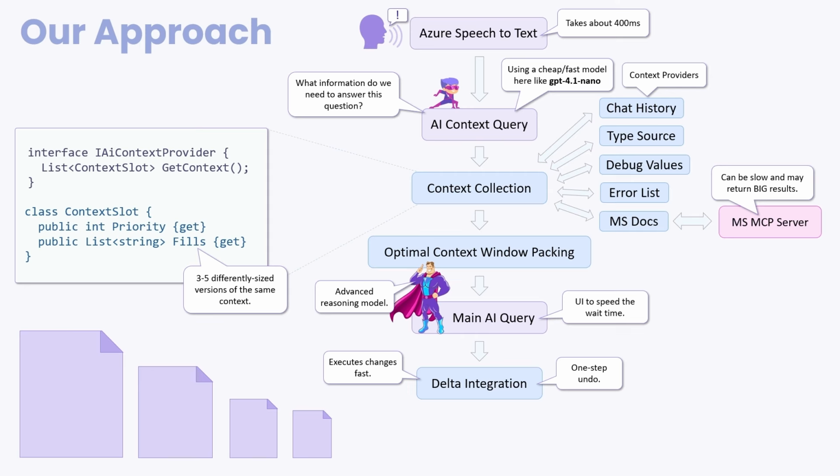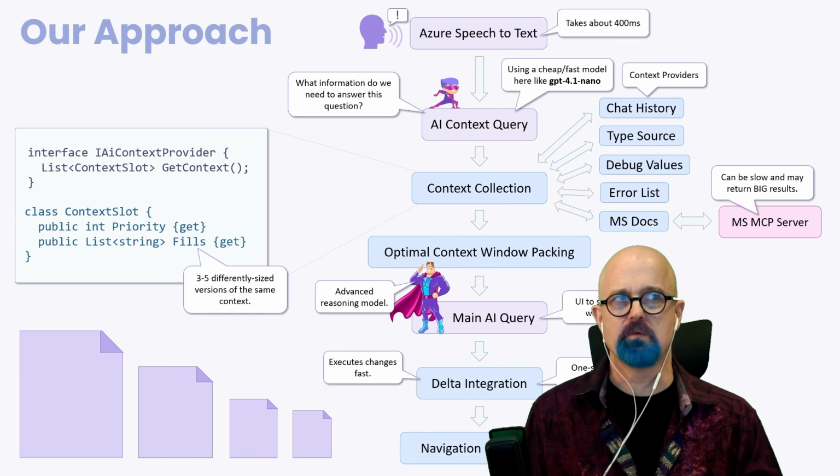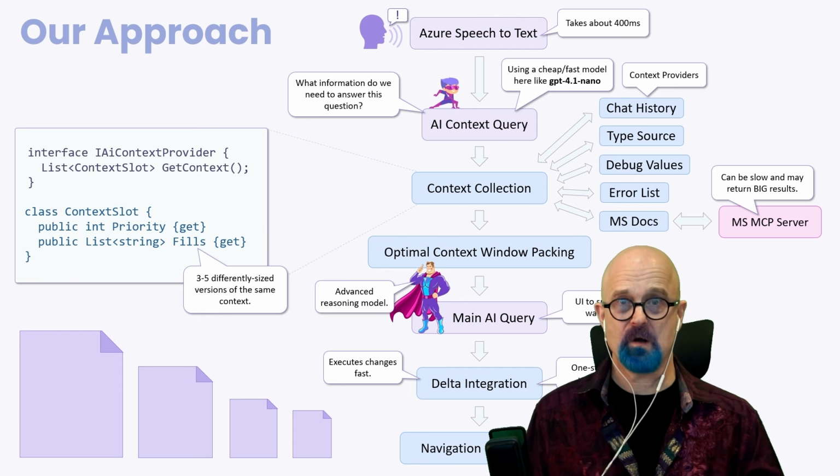And finally, we go from there to the navigation and review stage of this. What we want there is some navigation shortcuts, some change diffs, things that make it easy and fast to review and approve the changes. And that's our approach.